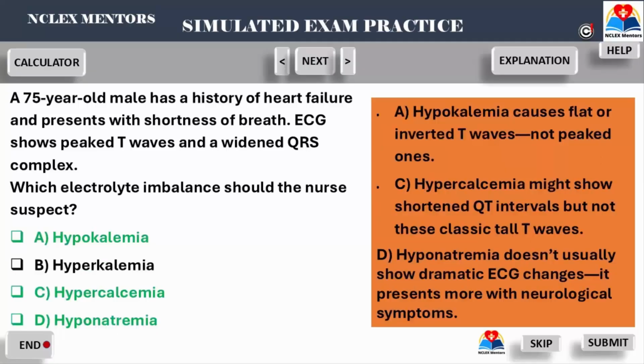Hypokalemia causes flat or inverted T waves, not peaked ones. C, hypercalcemia might show shortened QT intervals, but not these classic tall T waves. D, hyponatremia doesn't usually show dramatic ECG changes. It presents more with neurological symptoms. When you see sharp, tall T waves, think, too much potassium, and act quickly.